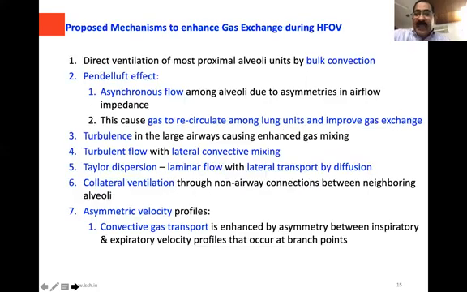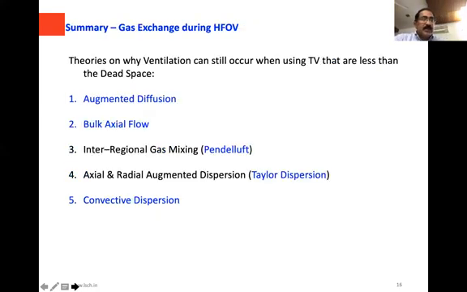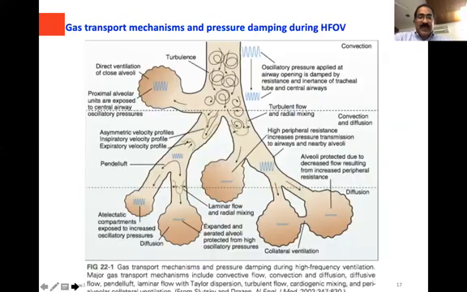So what are the proposed mechanisms? There are lots of them you see in the textbooks as well, but let me try to simplify it, make it very, very simple. Theories as to why the ventilation can still occur even when the tidal volumes are less than the dead space: these are the 5 theories. One is augmented diffusion. The second is your bulk axial flow. Third is your interregional gas mixing or the pendelluft. And the fourth is your axial and radial augmented dispersion, that's the Taylor dispersion, and your convective dispersion as well.